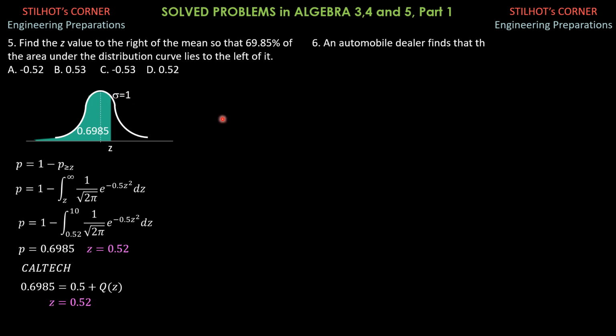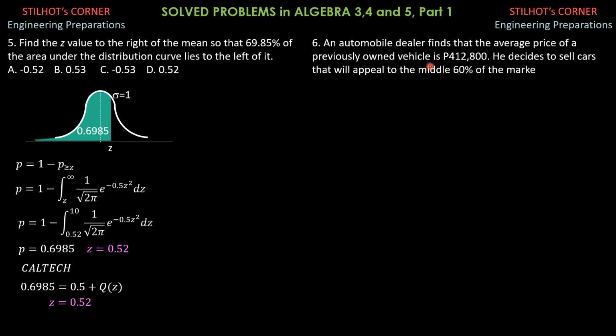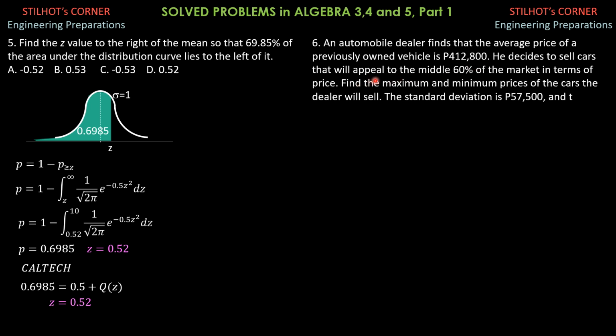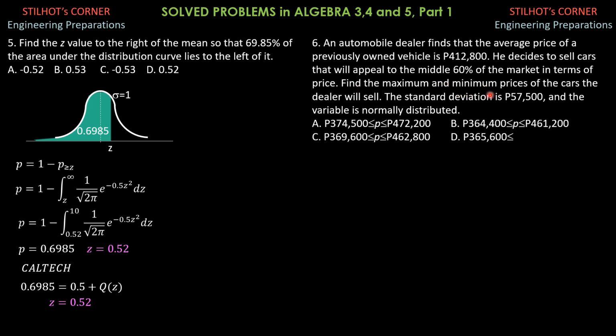Then problem 6. An automobile dealer finds that the average price of a previously owned vehicle is 412,800 pesos. He decides to sell cars that will appeal to the middle 60% of the market in terms of price. So find the maximum and minimum prices of the cars the dealer will sell. The standard deviation is 57,500 and the variable is normally distributed.